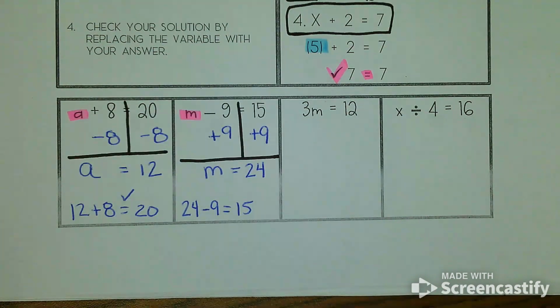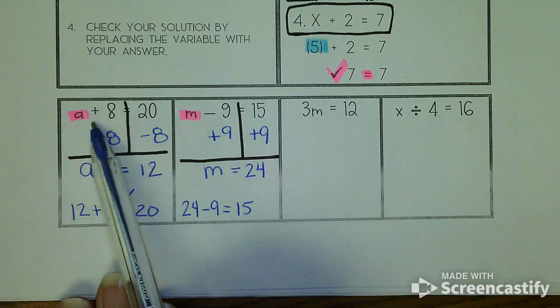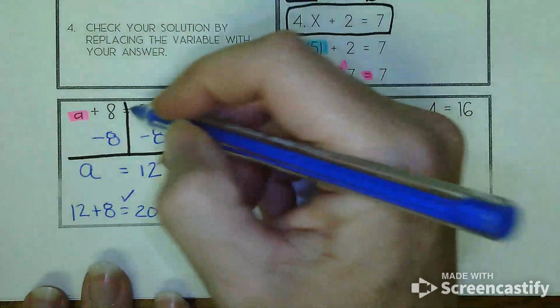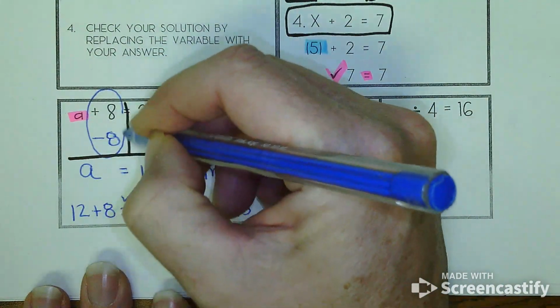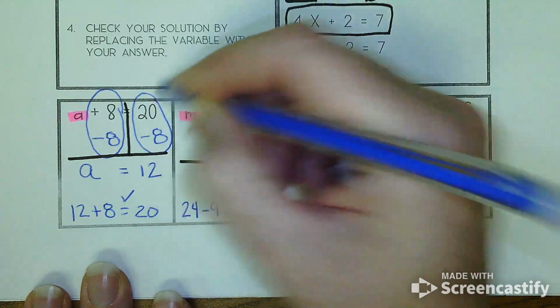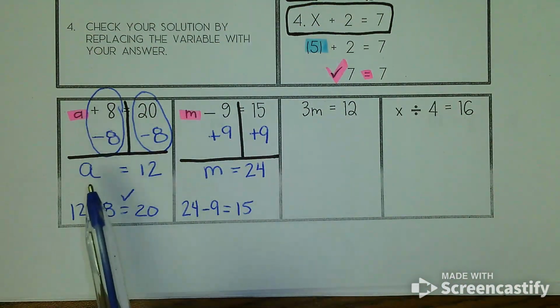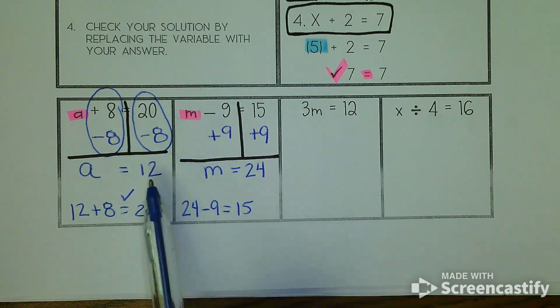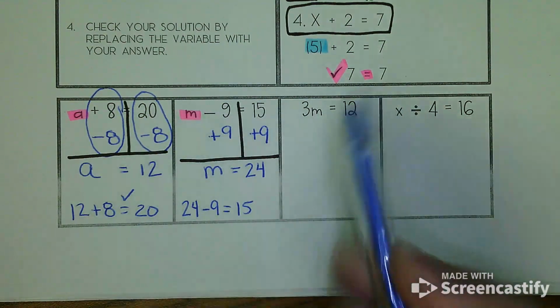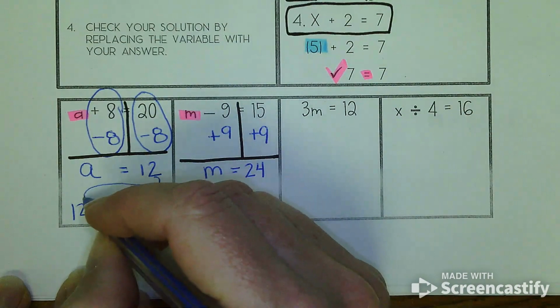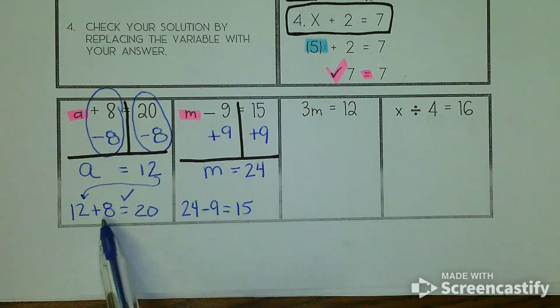Okay, now that you've done your check, here is your isolating the variable a. The inverse operation of adding 8 is subtracting 8. It happens on both sides, and I have my balance beam to prove it. I have just an a left, and 20 minus 8 is 12. When I plug it back in, a is now 12. I get 12 plus 8 equals 20.